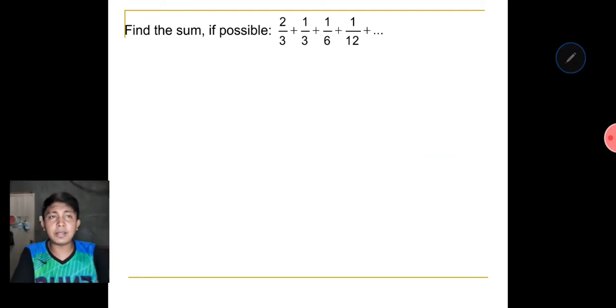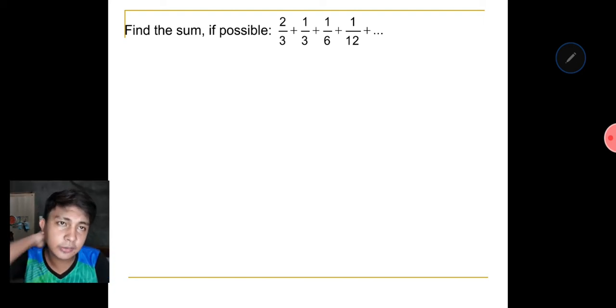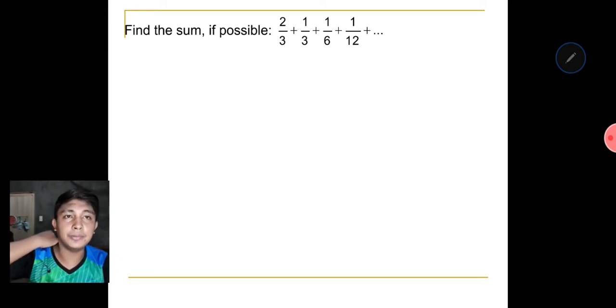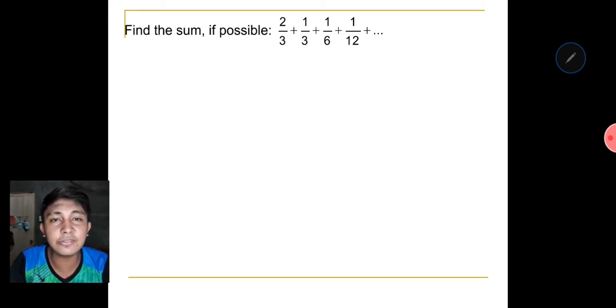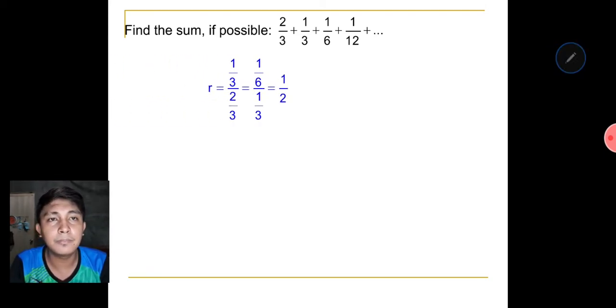So find the sum if possible. 2/3 plus 1/3 plus 1/6 plus 1/12 plus and so on and so forth. Okay, let us first determine the common ratio. Okay, so 1/3 divided by 2/3 is equal to 1/6 divided by 1/3, which is equal to 1/2.